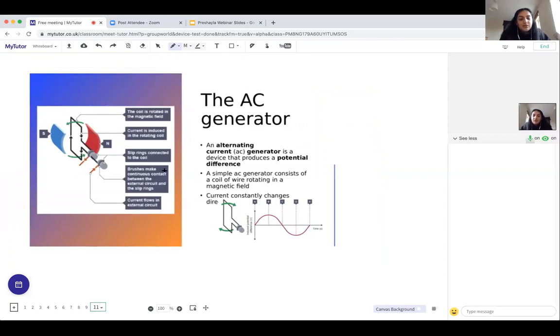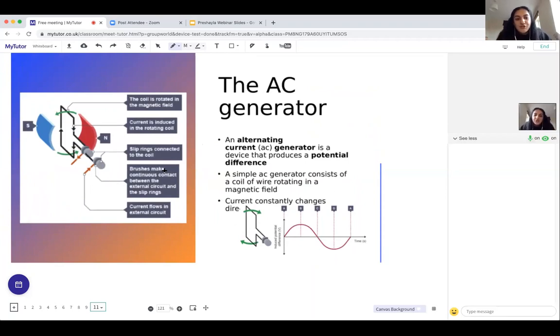Okay, so how do we apply this generator effect to the AC generator? The AC generator is all to do with alternating current. If you remember all the way back to the electricity webinars, we talked a little bit about AC current and DC current. AC is alternating current or alternating potential difference. Alternating current is this idea that the current constantly changes direction. It goes from positive to negative constantly. Now, this all is determined by which way the coil of wire rotates in the magnetic field.